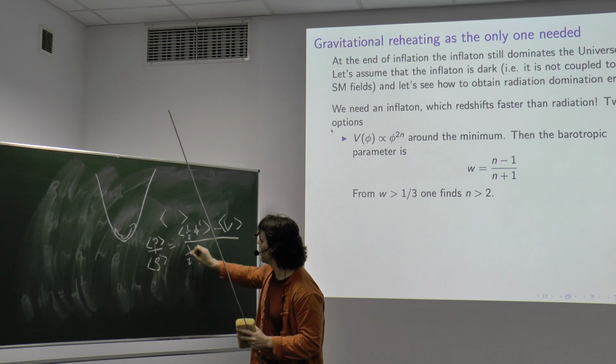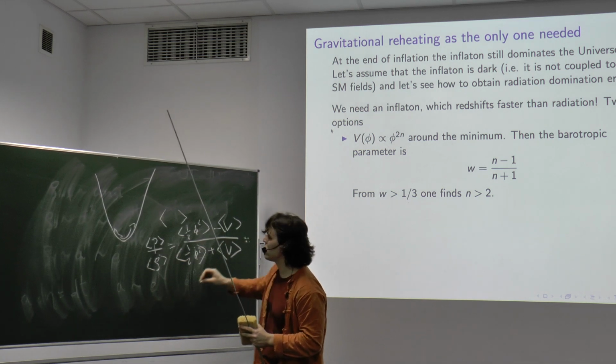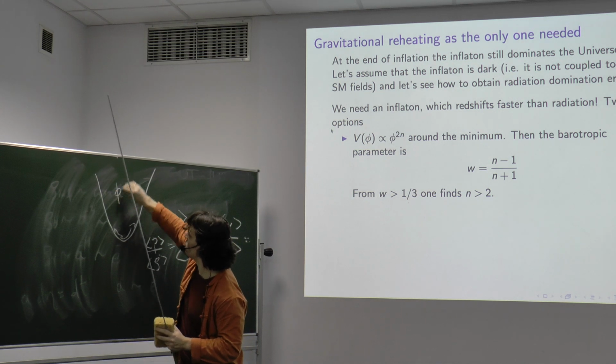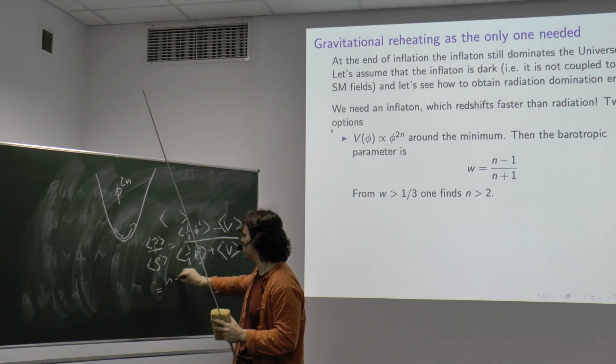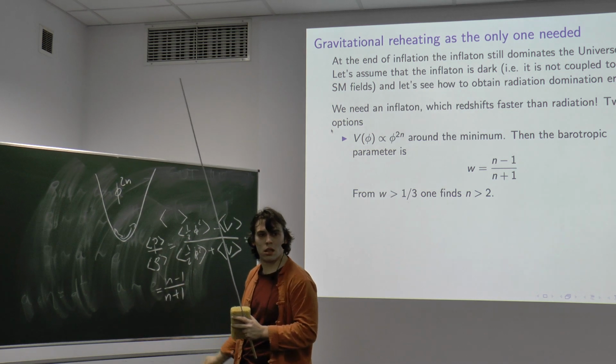Kinetic term plus potential term. And actually, if you assume that this potential is proportional to phi to the power of 2n, then there is some simple analysis which shows... So this is all in my model of zero dimensions.